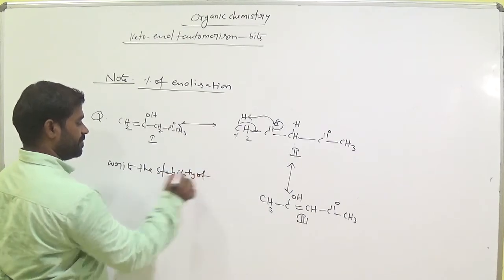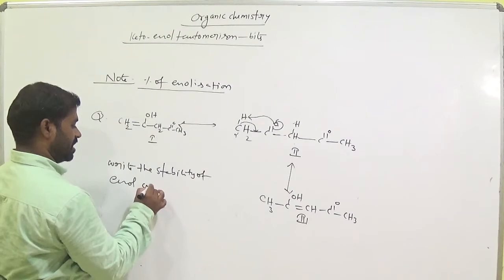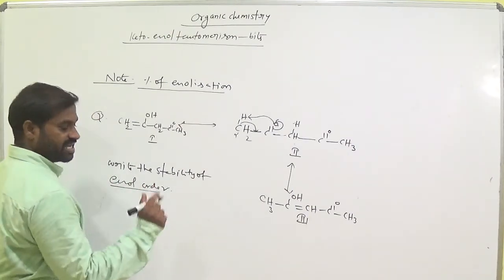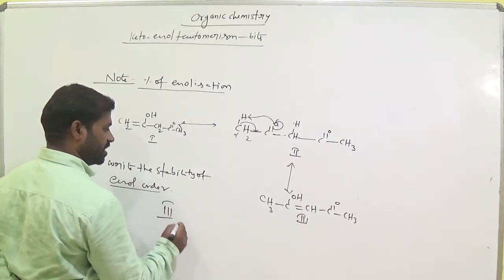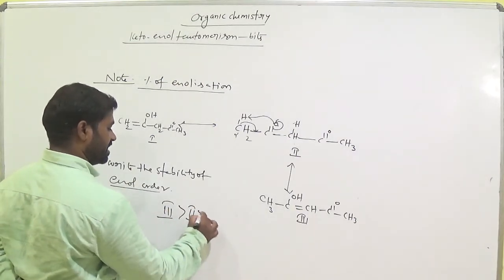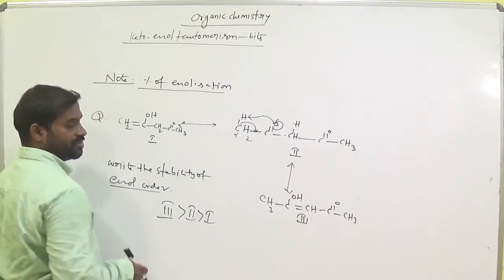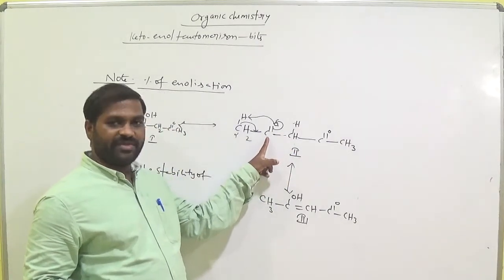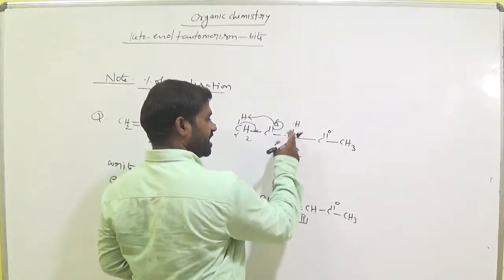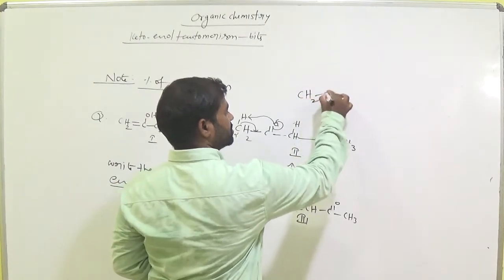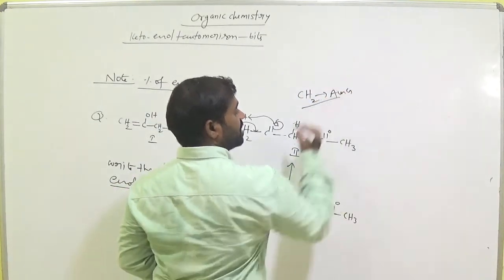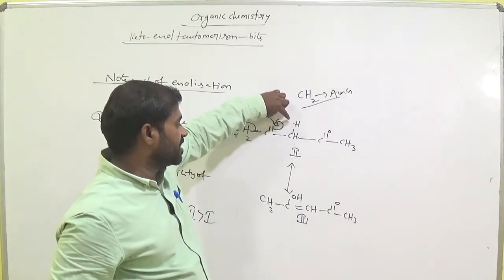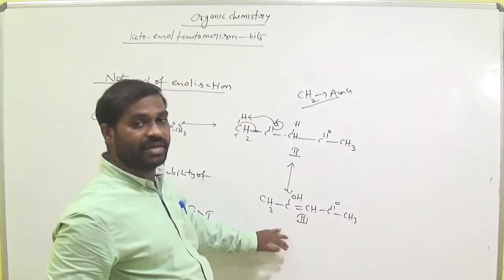Okay. Now write the stability of enol order. So the answer is: third is the more stable enol, then next one second, and last this compound. Why? Because here, if you observe, this is the main functional group. Here it is CH2, am I right? CH2 is called the active methylene group. The active methylene hydrogens very easily take part in keto-enol tautomerism and produce this compound. So this is the stable enol.